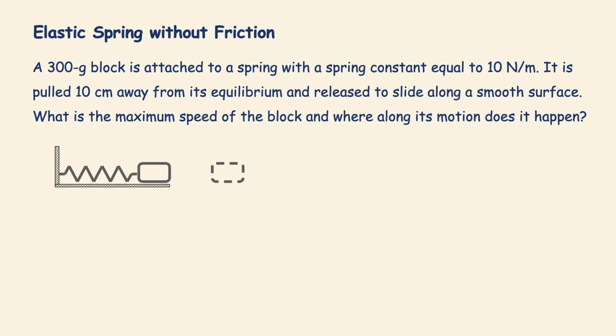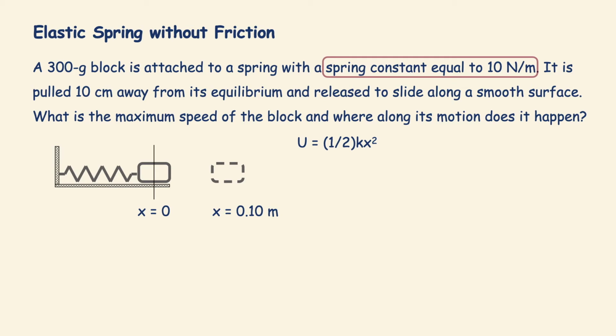So let's start with the second question first. But first, let's mark our equilibrium position here with x equals 0, and this will be the position x equal to 0.1 meters. This is our starting position. A quick reminder here, since this is our first example about elastic spring and elastic potential energy: the elastic potential energy formula is 1/2 kx squared, where k is the spring constant, and the problem gave it to us as 10 newtons per meter.